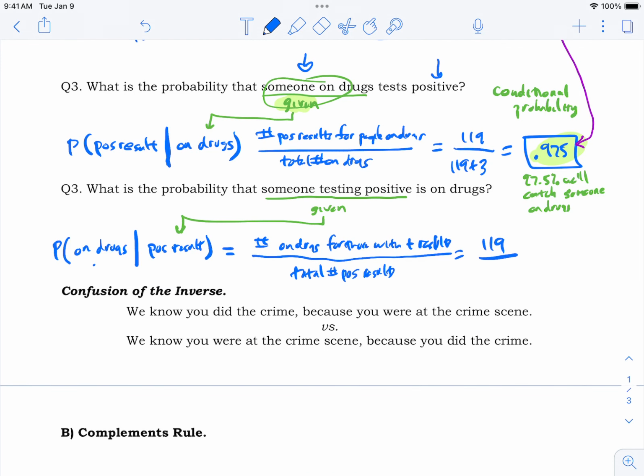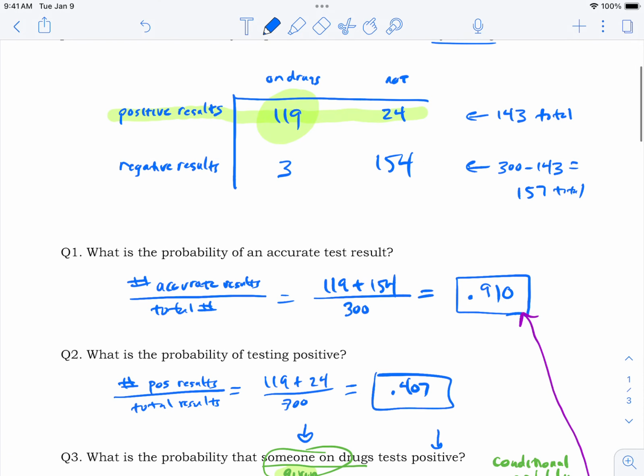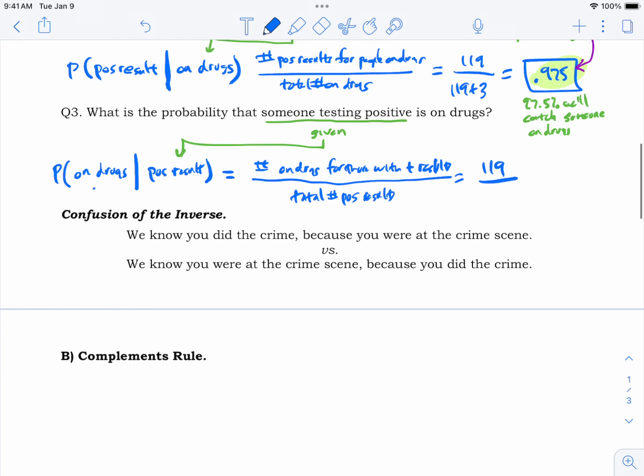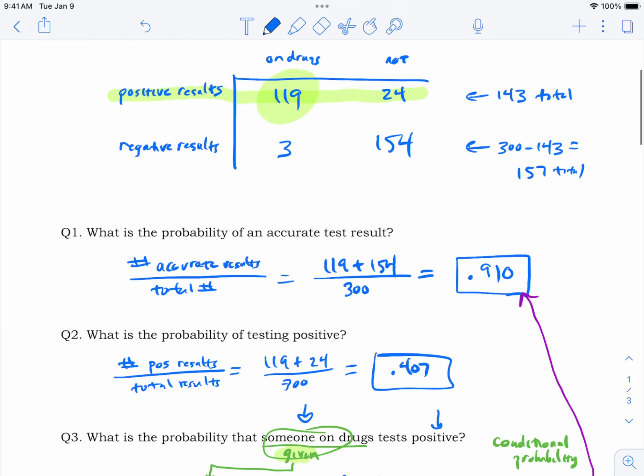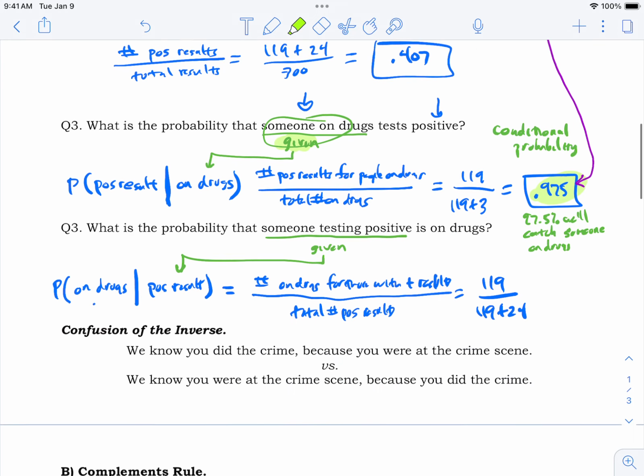And the total with positive results are 119 plus 24, which is going to be 143. So think back to when we did the previous problem. In the previous problem, we added up all the people that were on drugs. But this time we're adding these two numbers, all the people that have positive results. So it affects your probability very directly.